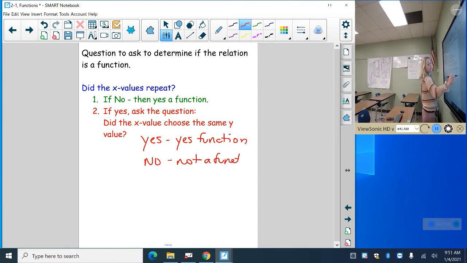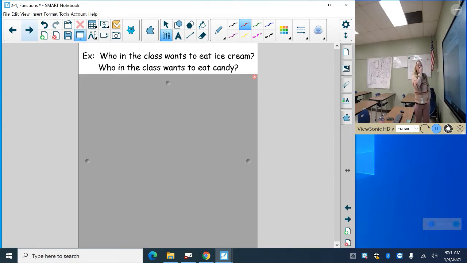You have to remember that. We're going to do some examples here in a minute. So, for example, who in the class wants to eat ice cream? Okay, since we don't have a class sitting in here, think to yourself, all the people in your class, who would want to eat ice cream? Who would want to eat candy? Okay, who would want to eat both? Well, if everybody in the class chooses either candy or ice cream, we are a function.